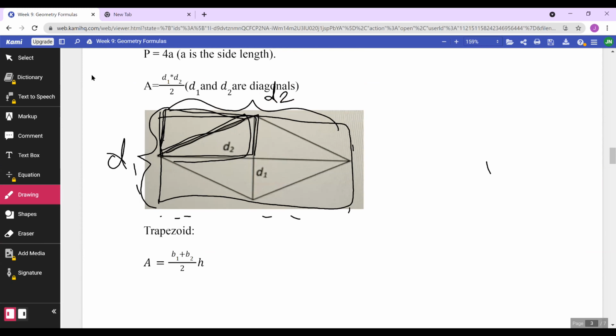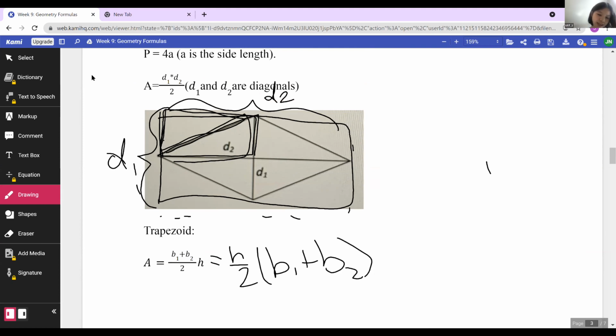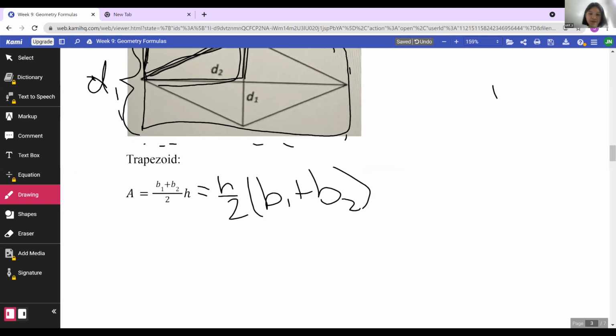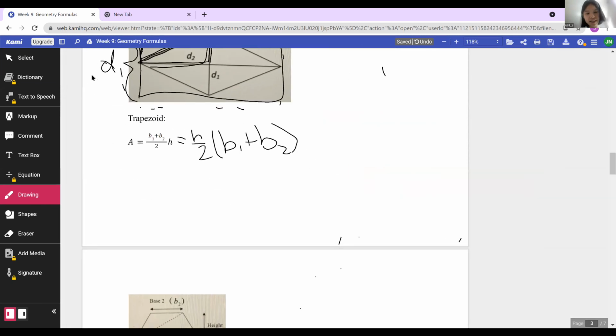Can you instead do b1 plus b2 times h divided by 2, or do you have to do b1 plus b2 divided by 2 times h? Either way is okay. You could also do the other way, and they're equal to the same value because of the commutative property of multiplication. So it doesn't matter which way you calculate.